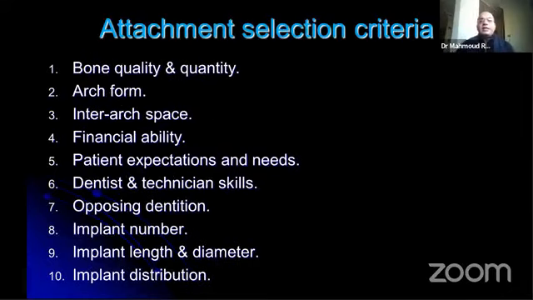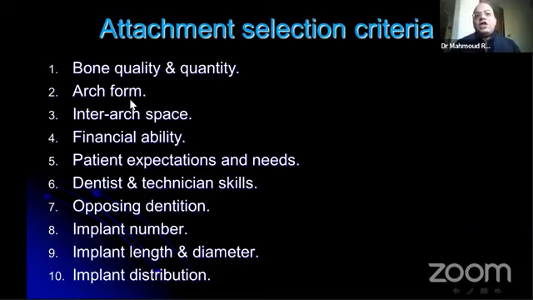So the most important thing to know now is the attachment selection criteria, how you select your attachment for your case. First option here is bone quality and quantity. When we have good bone quality and quantity, you can use the ridge for sharing the load. So here you can use a resilient attachment in order to make the ridge share the load with the dental implant.